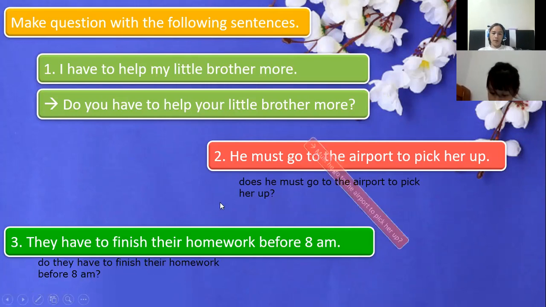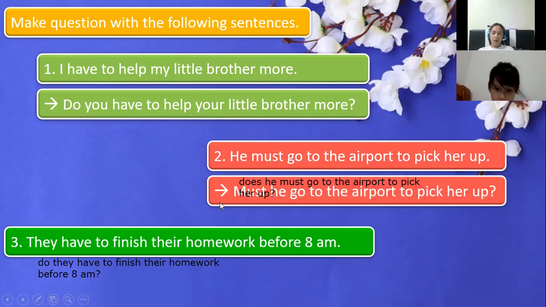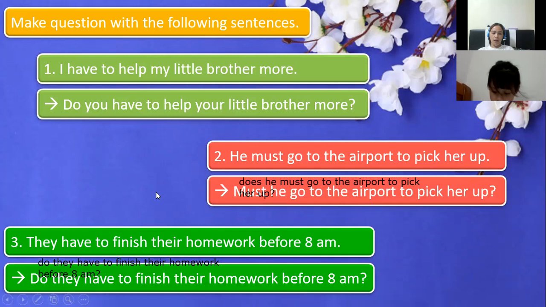Okay, let's do it. Must he go to the airport to pick her up? Do they have to finish her homework? Okay, very good, baby. Let's try to read them all. Start with the number 1, baby. Read first the sentence and then the question.